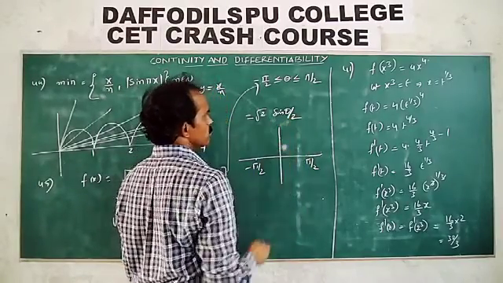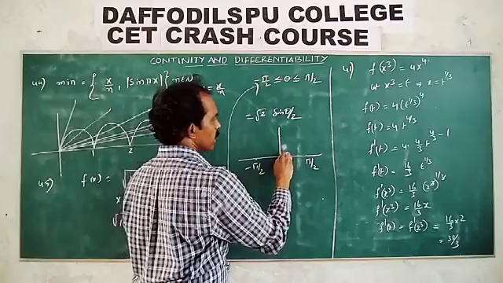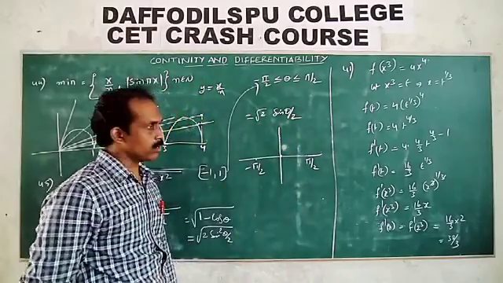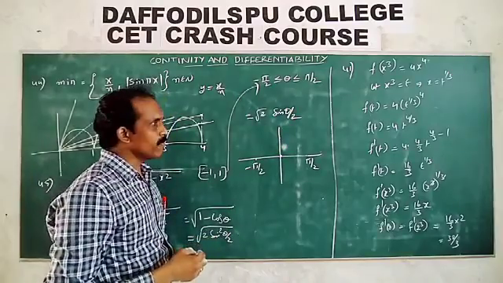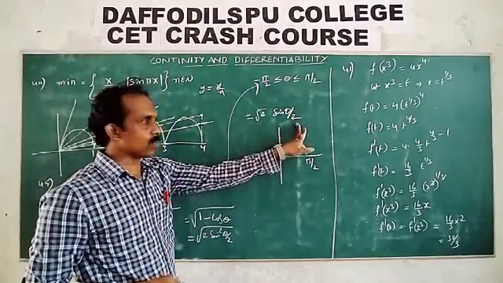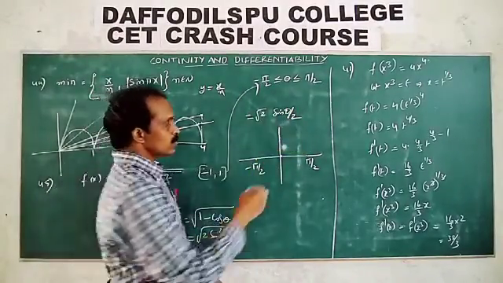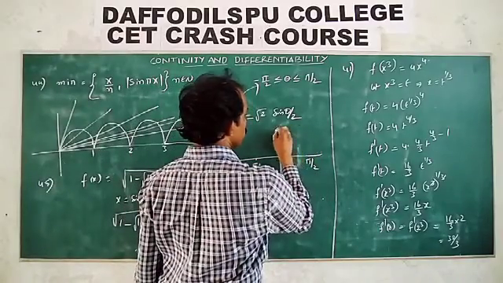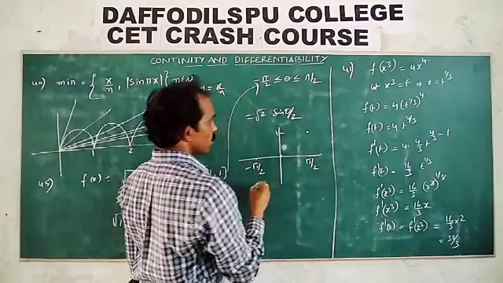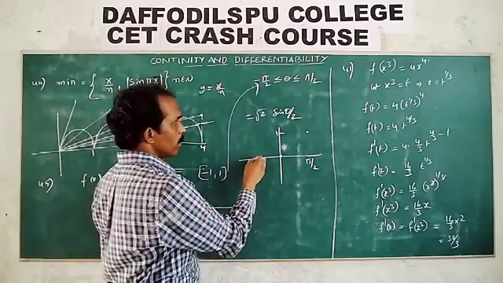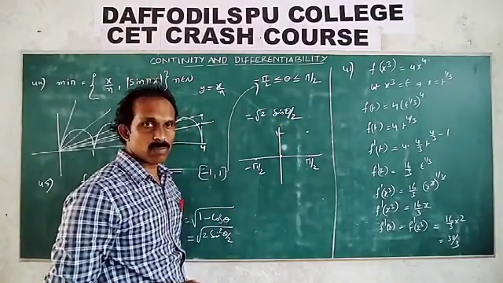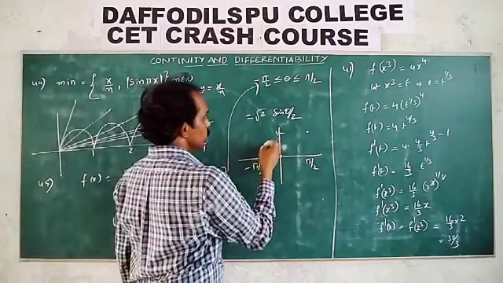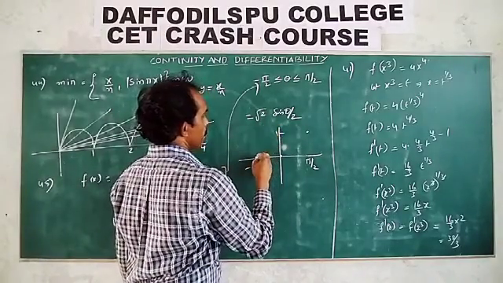At 0, clearly, at theta value 0 it is equal to 0. At pi by 2, half of it is pi by 4, sin pi by 4 is 1 by root 2, root 2 root 2 cancel, so that value is equal to 1. At minus pi by 2, it means sin of minus pi by 4, minus 1 by root 2, root 2 root 2 cancel.